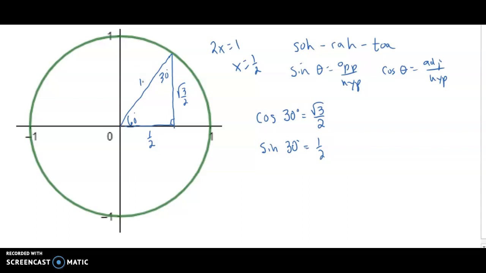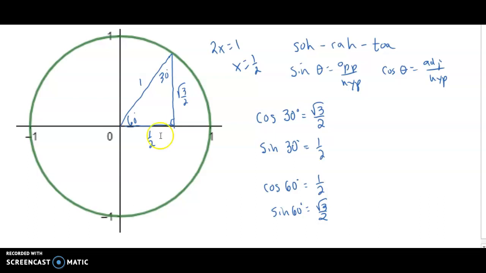So when I'm looking at the cosine and the sine of 60 degrees, what ends up happening is these just kind of flip-flop. So the cosine of 60 degrees becomes 1/2. The sine of 60 degrees becomes root 3 over 2. So the sine and cosine are flipping because the angle is switching around a little bit.